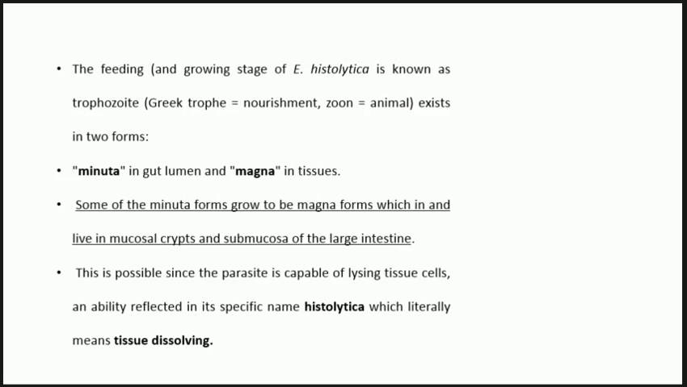Minuta means minute, small, and magna means a large one. The magna form trophozoite may also enter the blood vessels and reach organs such as the liver. How it reaches the organ, we will see in the life cycle later. So finally, it can go into the liver, lung, and brain, and when they start eating tissues, they may go into the brain. We have already talked about one of the amoebae, which is a brain-eating amoeba.